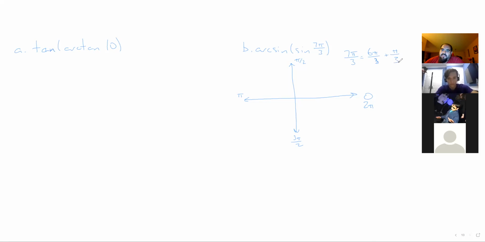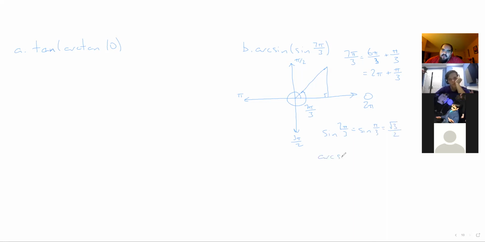7 pi over 3 is the same as 6 pi over 3 plus pi over 3, right? Okay, yeah. So it's an angle that's bigger than 2 pi, which I think is why you're not seeing it on whatever you're looking at. Oh, okay, gotcha. So because of that, I know I'm really looking at the angle. So if I want to represent it, I'm going to go a full rotation. So sine of 7 pi over 3 is the same as the sine of pi over 3, which is radical 3 over 2.